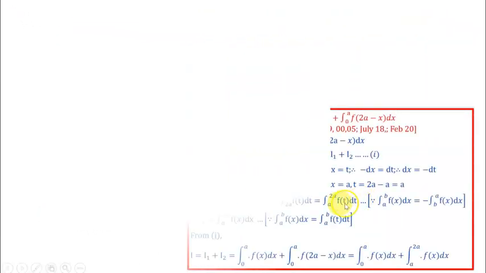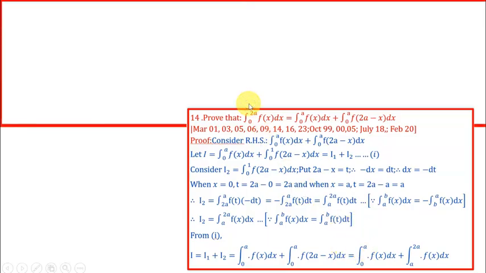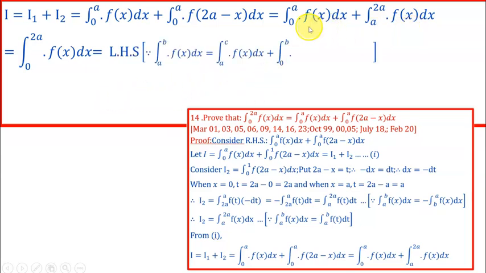Okay. This is the first previous part. Therefore, I is equal to I1 plus I2. Okay. That is the integral 0 to a f of x dx plus a to 2a f of x dx. It means that a lies between 0 and 2a, and in combined form it is written as 0 to 2a f of x dx, and that is equal to LHS with the help of this formula.